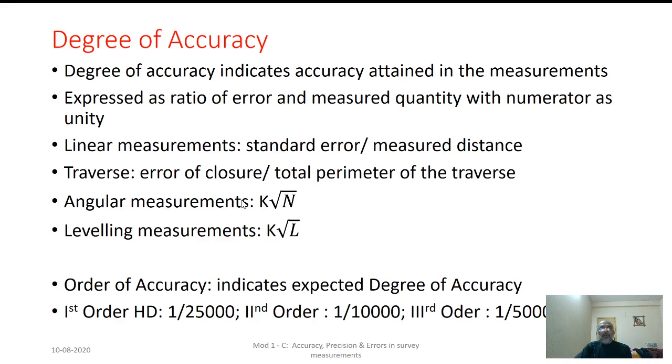If we are dealing with angular measurements, one can make use of this particular expression k root n, where k is nothing but the least count of the angle measuring equipment, and n is the number of angles that are measured. Similarly, for leveling measurements, we can make use of certain standardized factors depending on the class of that particular leveling, and these factors will be used as the value of k in k root L, where L is the distance traversed by the leveling equipment.